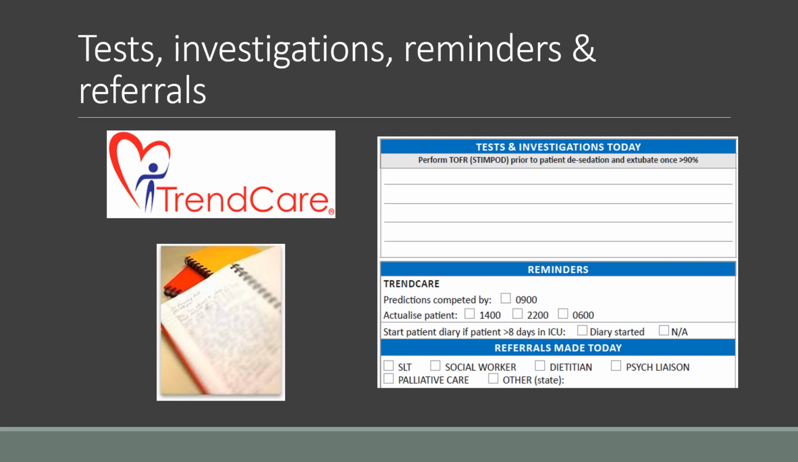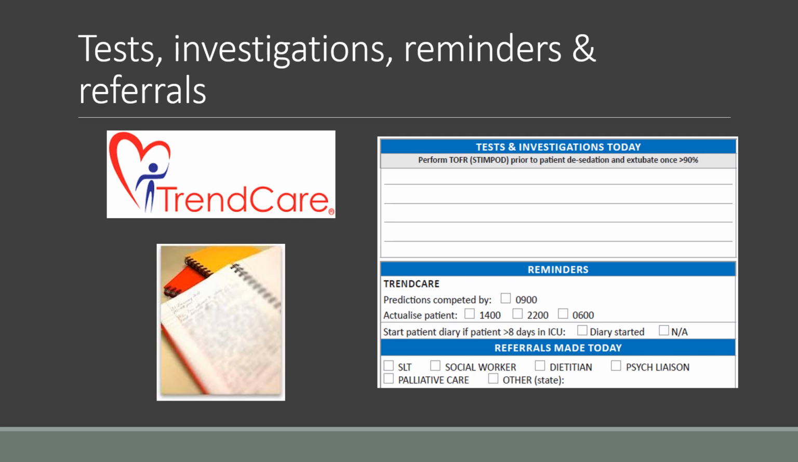And just moving down the right hand side of that chart, write down any tests and investigations that you have done. So that's anything, either an ECG, or if they've had a CT scan or an MRI, or they've had a blood test, anything, chest x-ray, you name it, goes here. Trend care predictions we complete by 9 AM and we actualize the patient at 2, 10 and 6.